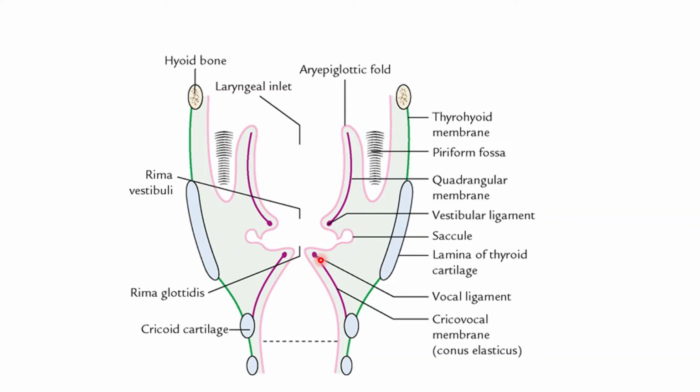So, this is what we can make out over here, and the space which is left between the vestibular folds is called the rima vestibuli, whereas the space present between the vocal folds is called the rima glottidis.